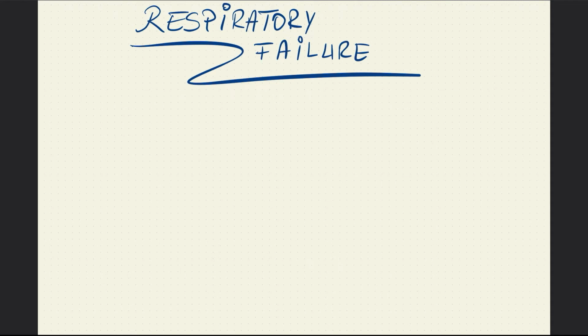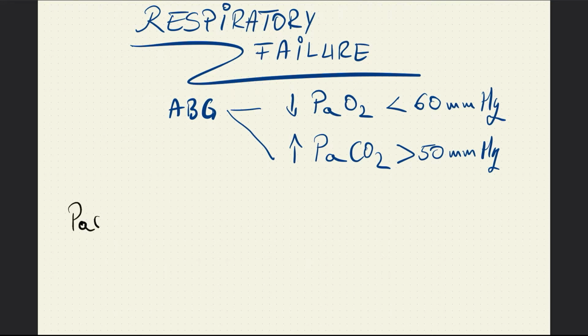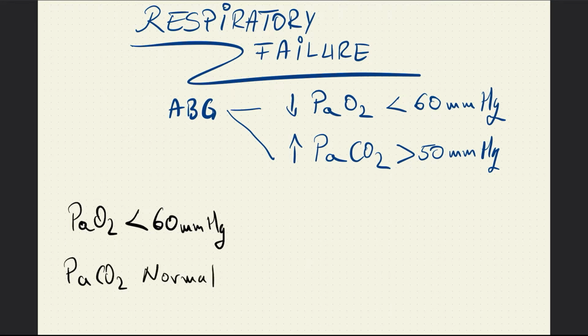Respiratory failure, by definition, requires arterial blood gas analysis. The patient can have low partial pressure of arterial oxygen below 60 millimeters of mercury, or can have an increased partial arterial pressure of carbon dioxide, generally above 50 millimeters mercury. If a patient is purely presenting with arterial oxygen partial pressure below 60, but a partial pressure of carbon dioxide within normal limits, this is called type 1 respiratory failure.